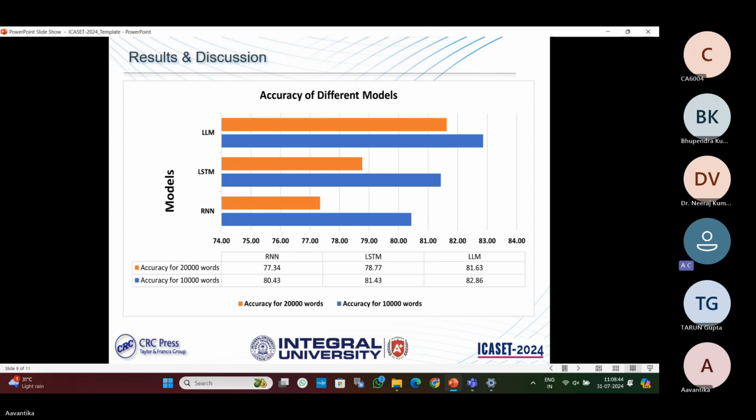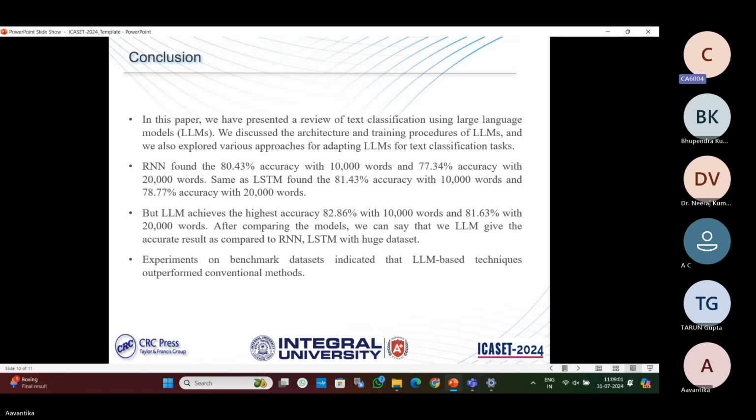Similarly for 10,000 words, the RNN accuracy is 80.43, LSTM 81.43, and LLM is 82.86. Conclusion. In this paper, we have presented a review of text classification using large language models. We discussed the architecture and training process of LLMs, and we also explored various approaches for adapting LLMs for text classification tasks.